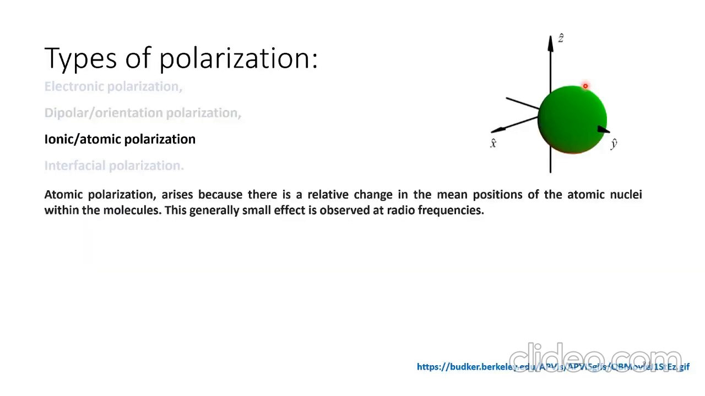Then the third is the ionic or atomic polarization. Here the atomic polarization arises because there is a relative change in the mean position of the atomic nuclei. So the nuclear position will change, and this is similar to the electronic one, but here ionic materials like ions are involved. So that's why it is a different type. This is observed at the radio frequencies.